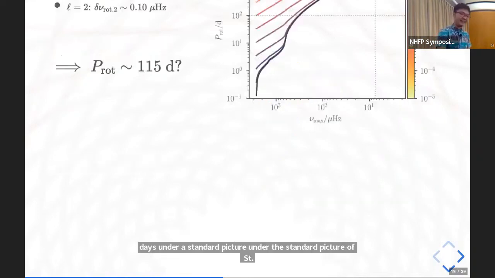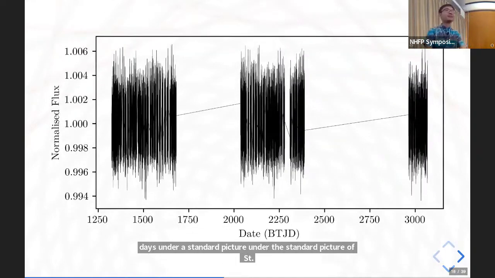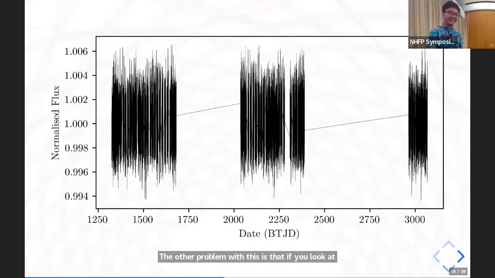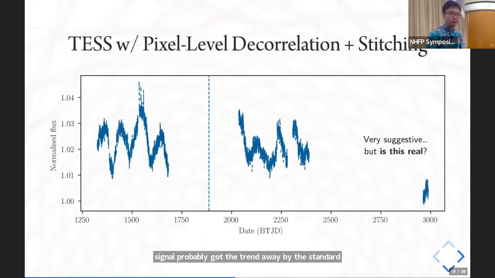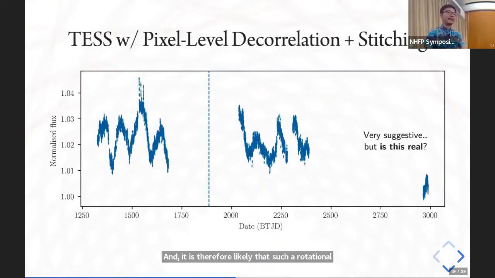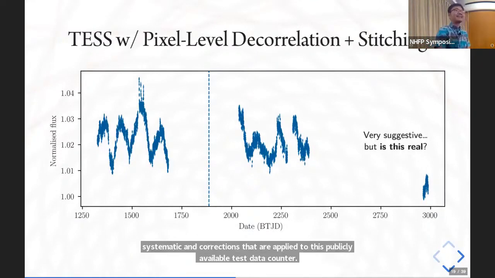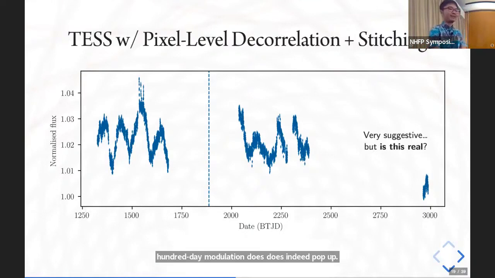The other problem with this is that if you look at the light curve, you don't see a 100-day modulation associated with rotation, at least I don't. And it is therefore likely that such a rotational signal probably got detrended away by the standard systematic error corrections that are applied to this publicly available TESS data product. So we did our own systematic error correction, and a 100-day modulation does indeed pop out. But we can't say for sure, just by looking at this, whether this is genuine or induced by our custom error correction and willfully conjured into existence.